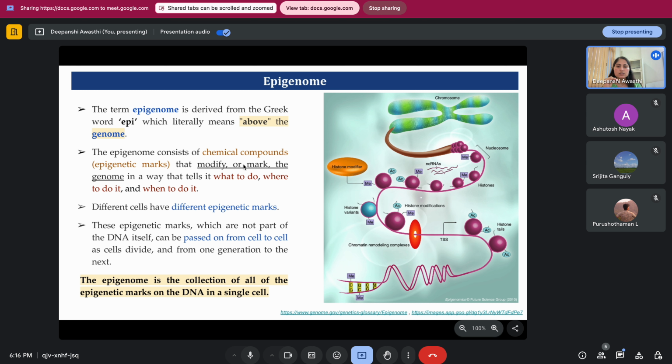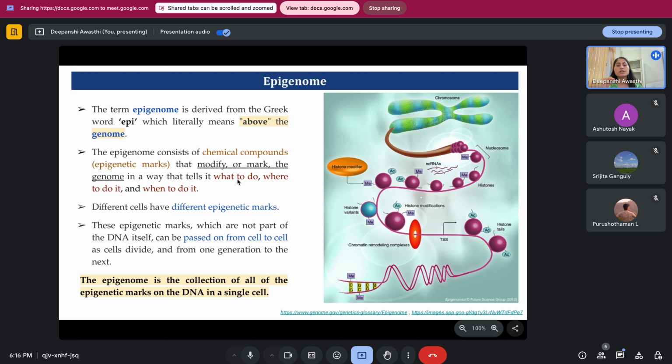So the epigenome consists of chemical compounds, also known as epigenetic marks, which can modify or mark the genome, and that will decide what to do, where to do, and when to do. So the epigenome will decide when the gene will be expressed, when it will be silenced, and where it will be expressed. Because in the human body, each cell has the same DNA, but the cells and the organs are different, and each organ has different functionality. So DNA is same, but everything is different. So this is governed by the epigenome.